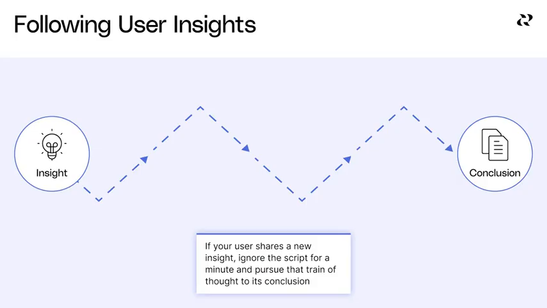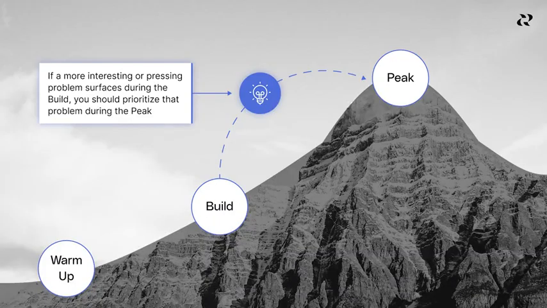When you get an interesting new insight, follow the thread. Ignore the script for a minute and pursue that train of thought to its conclusion. It could lead you to something you hadn't considered and they wouldn't have known to tell you. This is especially important when you transition from the build phase to the peak phase. If a more interesting or pressing problem surfaces during the build, you should prioritize that problem during the peak.